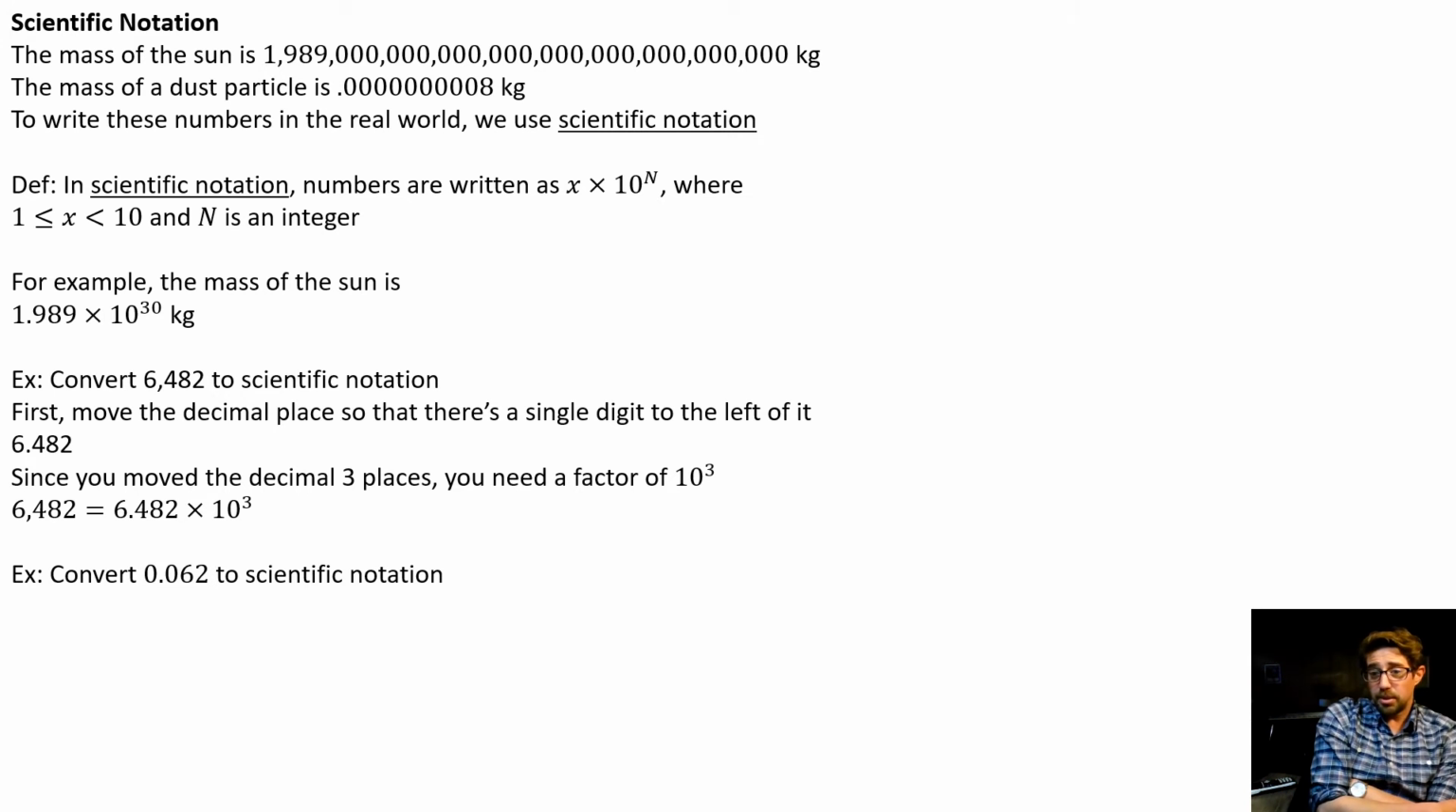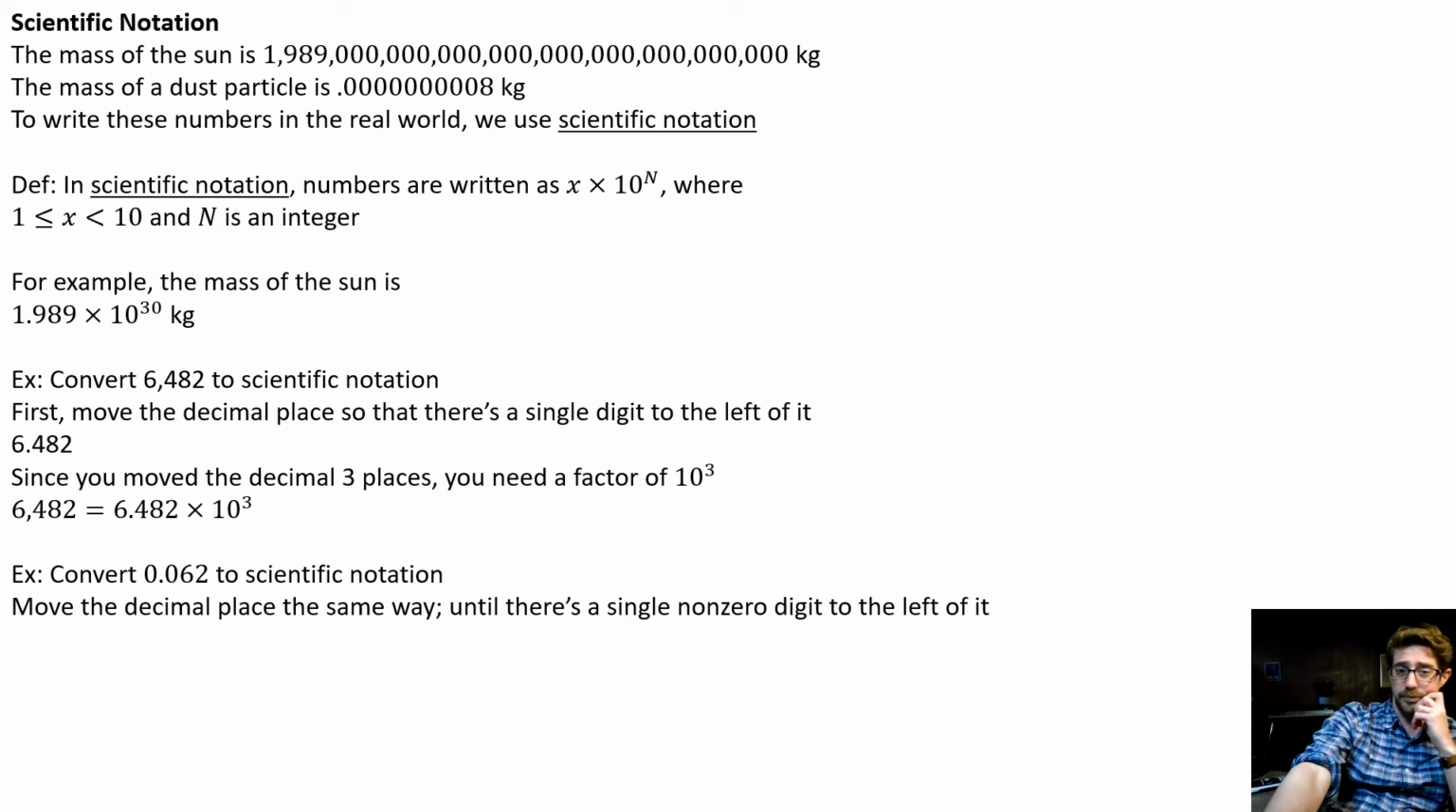For a small number, the process is basically exactly the same. So this is 0.062. We need it to be 6 point something times 10 to the something. So you're going to move the decimal place over however many times you have to, so 2 times, to get 6.2. And then you say, okay, to compensate for that fact, though, I need to go the other way. So since I moved the decimal place twice, I need a factor of 10 to the negative 2. All right, so it's always until there's like a single non-zero digit to the left of it. It'll be 1 point something or 2 point something or whatever, 6 point something.